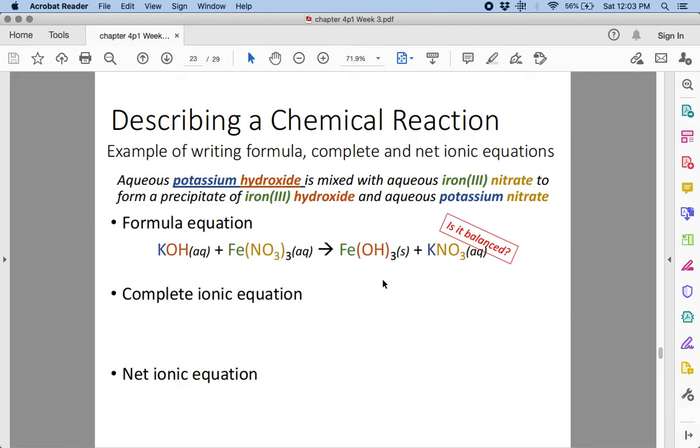Now, just like always, whenever we have a chemical equation, the first thing we should think is, is it balanced? Is this equation balanced? We can't do anything else with this until we know if it's balanced. So go ahead and look at it for a minute. Figure out if this equation is balanced.